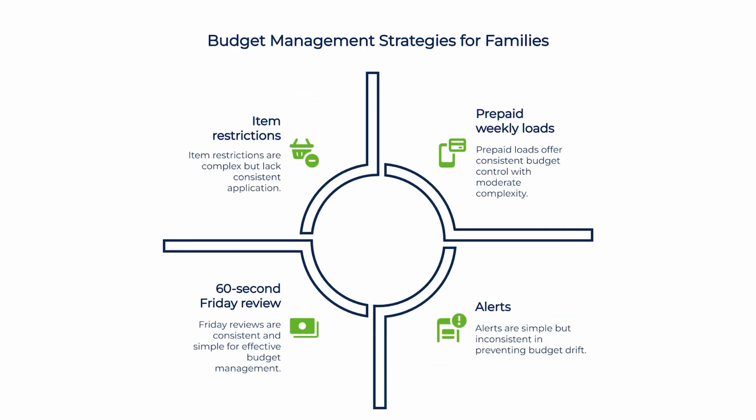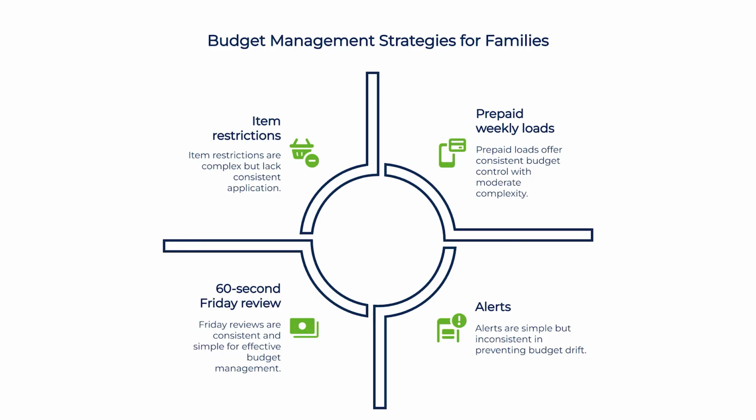What about families dealing with budgetary constraints? Families managing tight budgets can layer strategy. Prepaid weekly loads create a predictable ceiling. Alerts catch drift. Item restrictions prevent impulse buys. At the end of the day, small, consistent rules are easier to maintain than complicated exceptions.